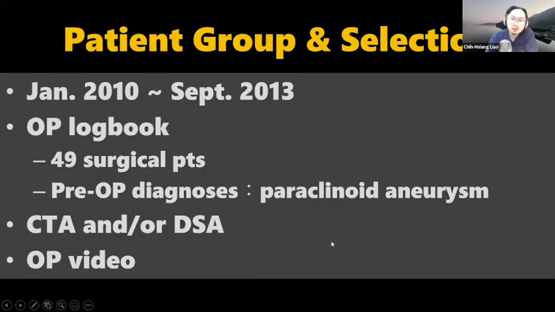So from January 2010 to September 2013, I retrieved from the OP logbook 49 surgical patients who were diagnosed with paraclinoid aneurysms. And I reviewed the CTA, DSA, and operative videos. All of this, because during this period, I was still a trainee. And these patients are all from my mentor, Dr. Sanford's cases.